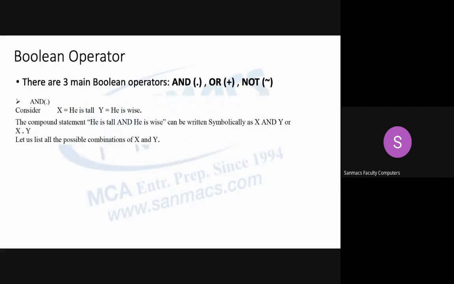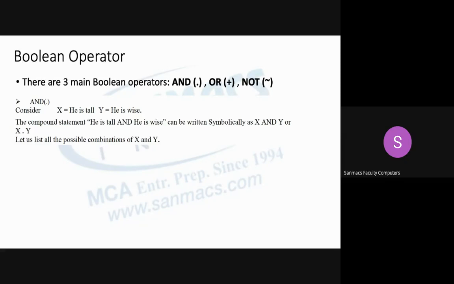Now we have three main Boolean operators. The first one is AND, the second is OR, and the third one is NOT. So let's take a closer look at AND. Suppose we have two statements, X, which denotes "he is tall," and Y, which denotes "he is wise." The compound statement "he is tall and he is wise" can be written symbolically as X and Y, or X dot Y. The dot is used to represent the operator AND.